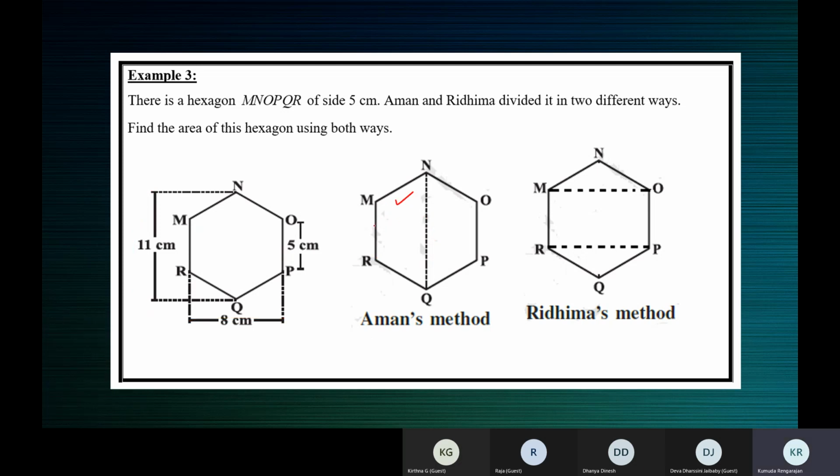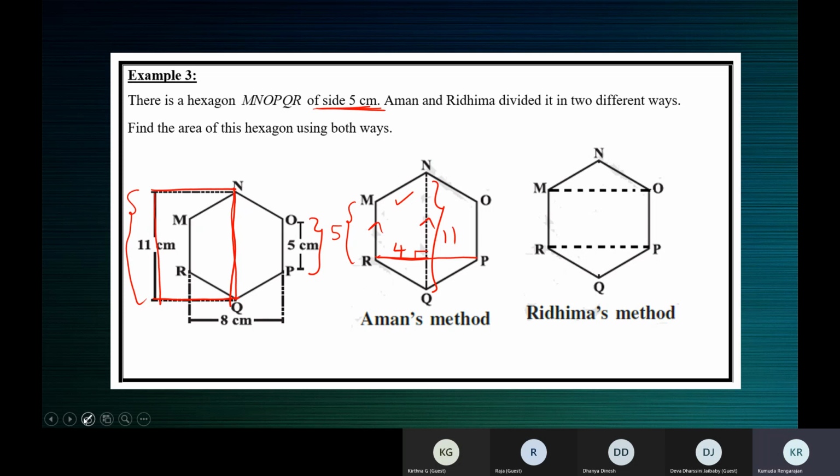So in this trapezium, these are the parallel sides, and this is the distance between the parallel sides. Because OP is 5 centimeters, MR is also 5 centimeters. You can see that MR is a side, so 5 centimeters. Then the other parallel side NQ is 11 centimeters, because we can see it's marked here. And the distance between the parallel sides: this full thing is 8 centimeters, so this will be half of it, 4 centimeters.